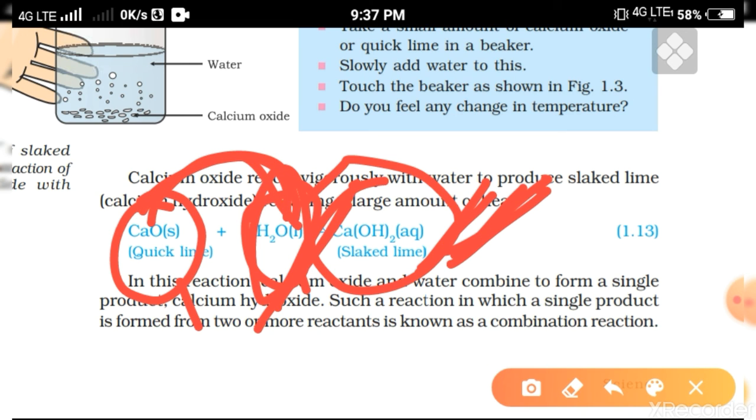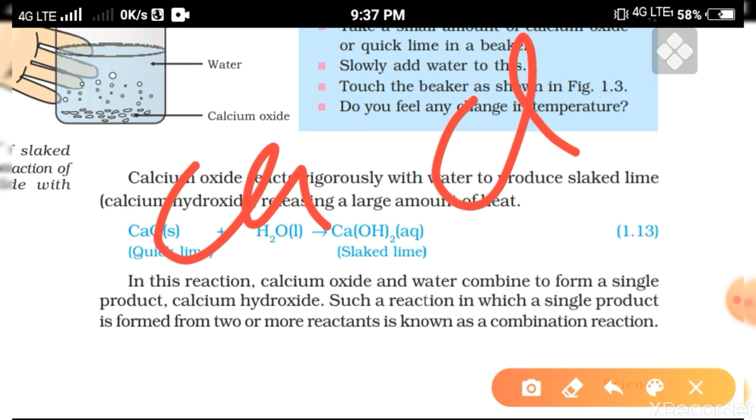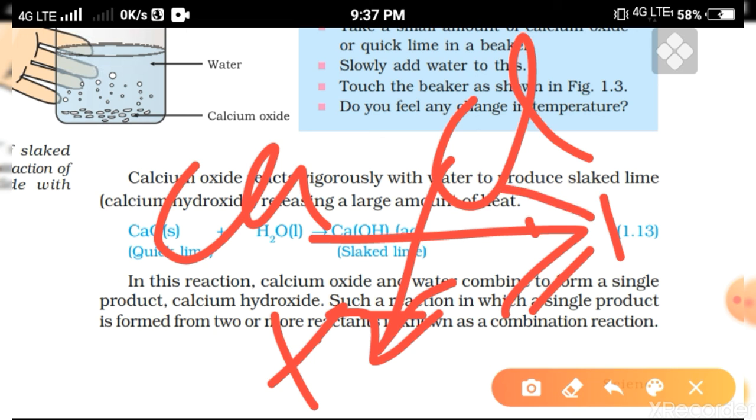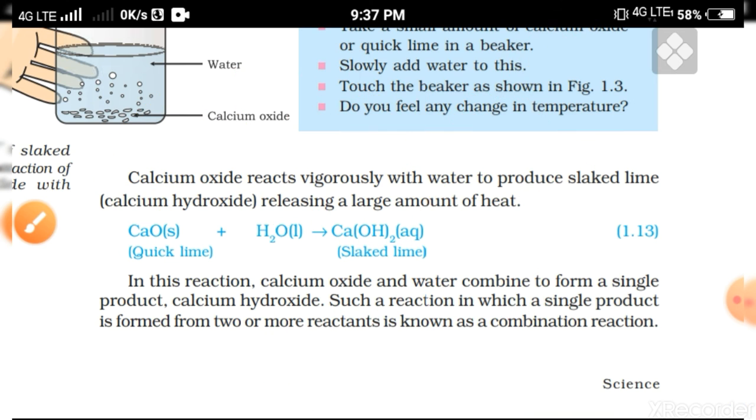You also learned in class 9 how formulas are made. Calcium combined with chlorine forms calcium chloride. Why does this happen? Due to their valency: calcium has valency plus 2 and chlorine only minus 1. After their bond combines, CaCl2, calcium chloride, is formed. The same will happen here.